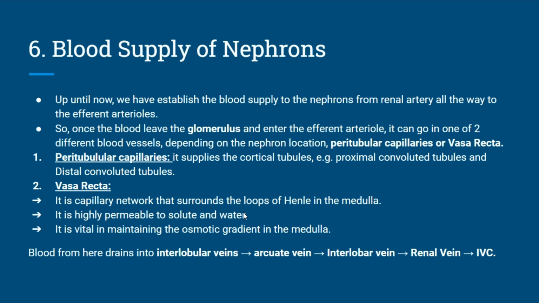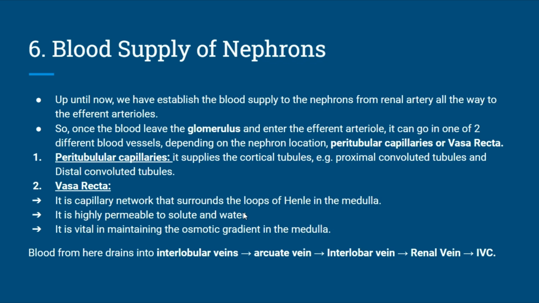Up until now, we have established the path from the renal artery all the way to the efferent arterioles. Once the blood leaves the glomerulus, it enters the efferent arterioles. But now, depending on the location of the nephron, it can either go into the peritubular capillaries or it can go into the vasa recta. The peritubular capillaries supply the cortical tubules. Any renal tubule system present inside the cortex gets blood through the peritubular capillaries. The proximal convoluted tubules and distal convoluted tubules also get a network from peritubular capillaries.